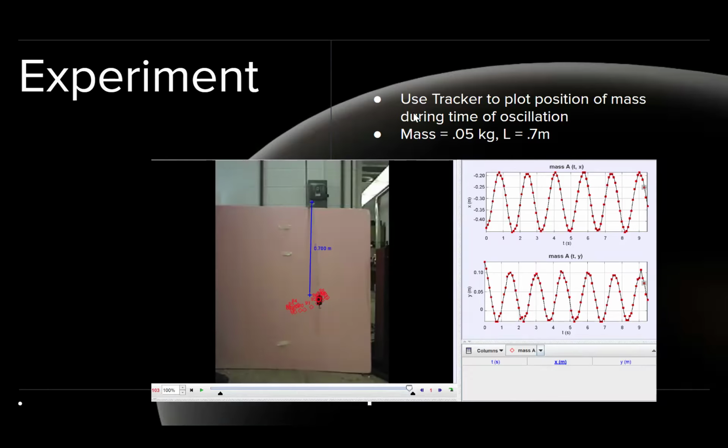The experiment itself is we use Tracker to plot the position of the end of the spring mass here. We said that the mass was around 0.05 kilograms, and then we set L equal to 0.7 meters. So that's that stick here, that length here. And then we used it to track this position here using a frame by frame analysis.